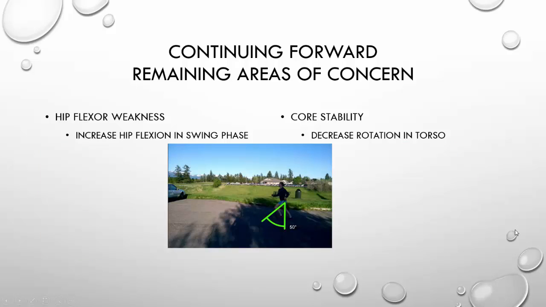As we continue forward, we will continue to work on mobility issues and focus on strengthening hip flexors and core musculature to increase hip flexion and decrease rotational movement of the spine. The picture shows low hip flexion, and you can also see the shoulders rotating towards the camera. I'm going to end with a video comparison of the before and after running.